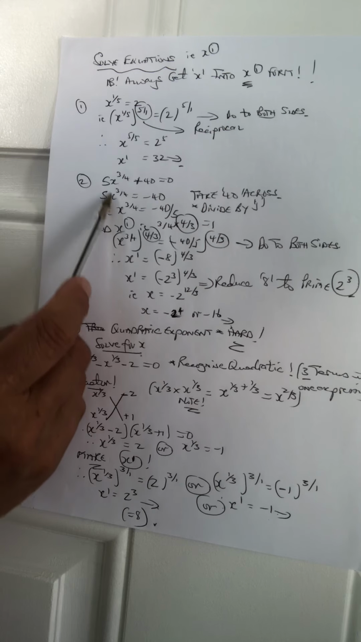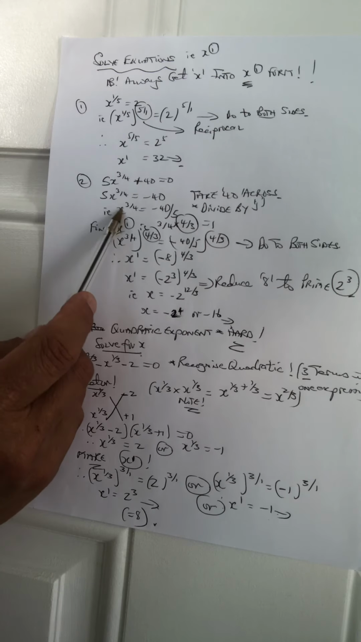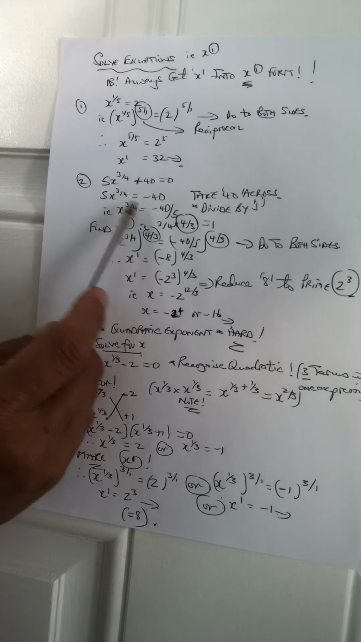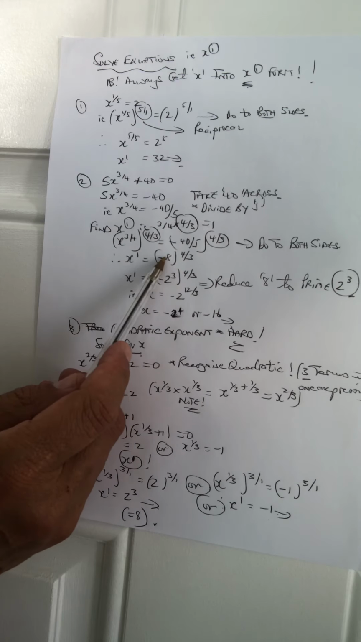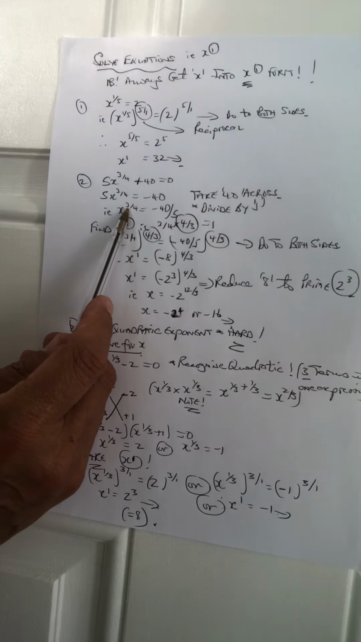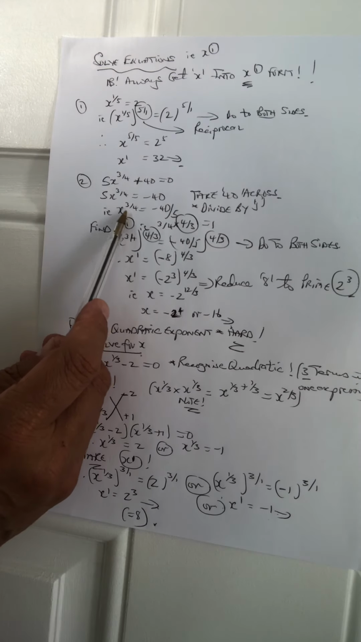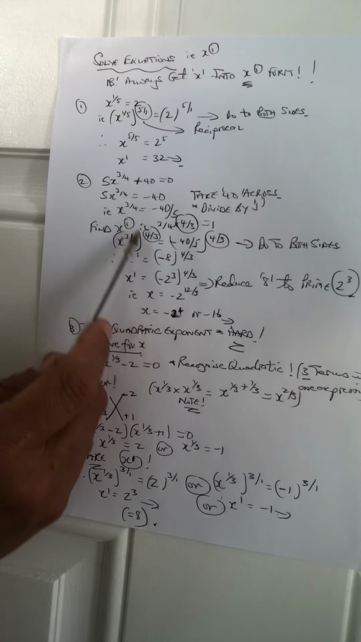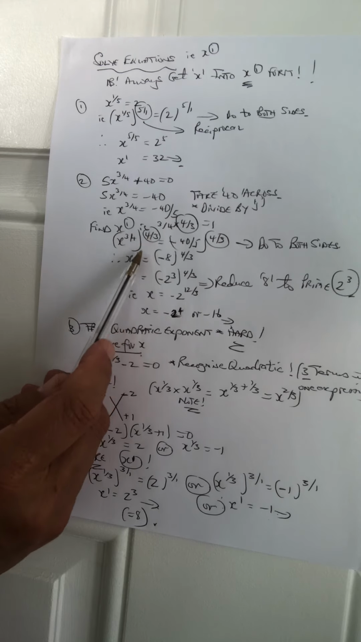Next step is to make sure you work with the 5, because you're solving for x, not 5. 5 divided into that gives you minus 8. Then I'm left with x to the power of 3 over 4, which is not x to the power of 1. I need to multiply by the reciprocal, the opposite number, which is 4 over 3. And so that's what I've done to get the 1 there.